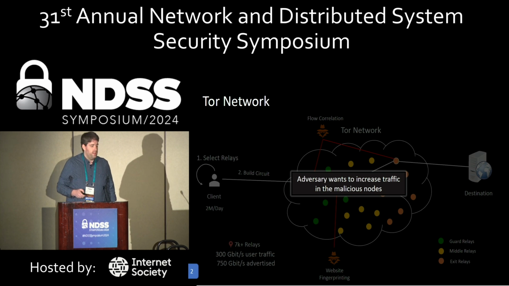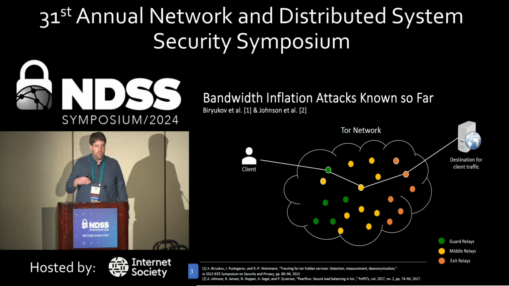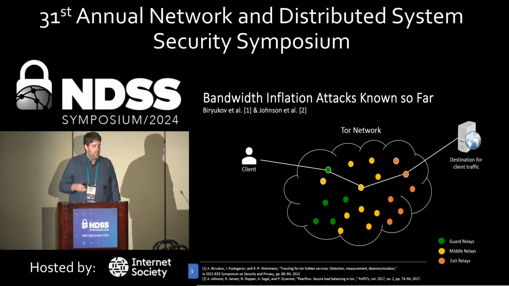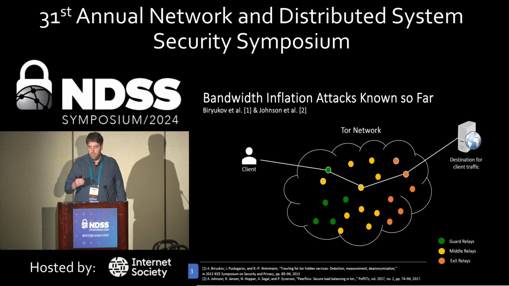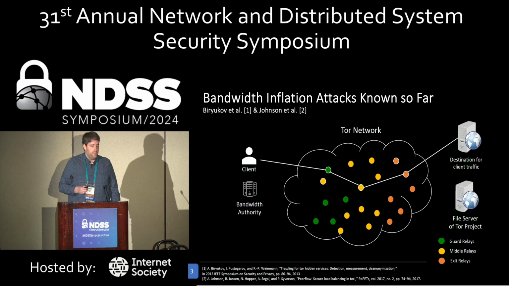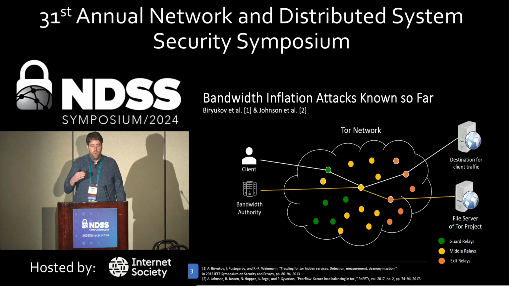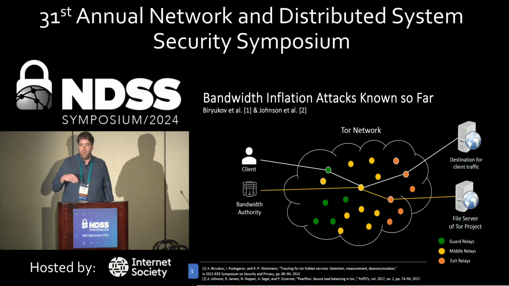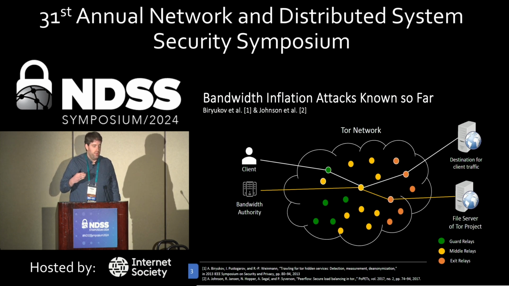By employing another attack, a so-called bandwidth inflation attack. So we have here a client, again, that has traffic to the destination through the Tor network, and how does the client select those relays within the Tor network? It is based on the capabilities and the bandwidth of each of the nodes, and this bandwidth is measured by Tor using bandwidth authorities, which create a 2-hop connection to a file server, download files, and thereby measure, in this case, the middle relay's bandwidth.